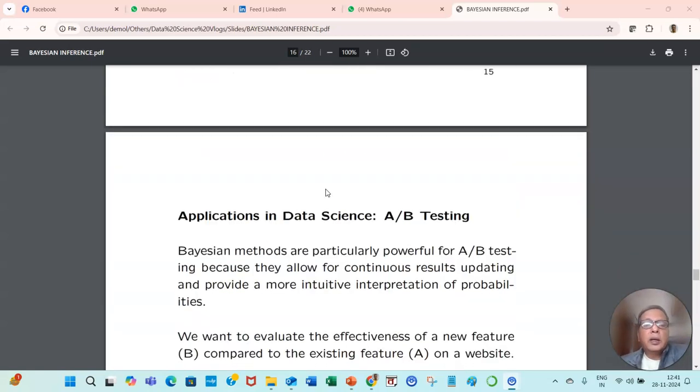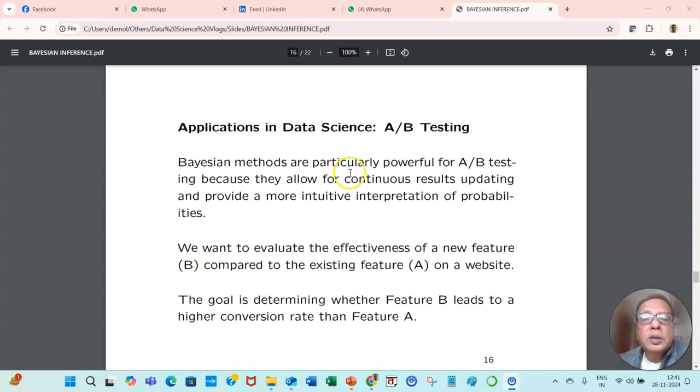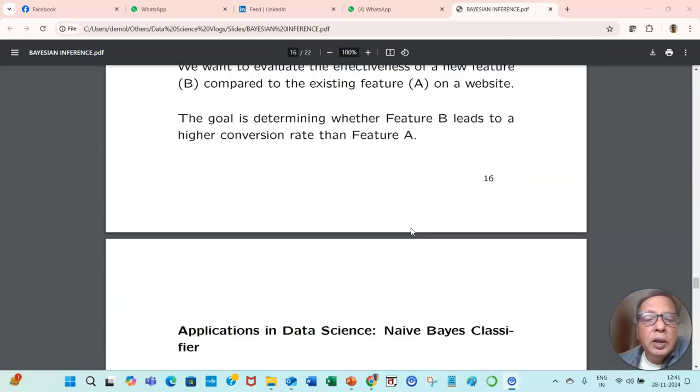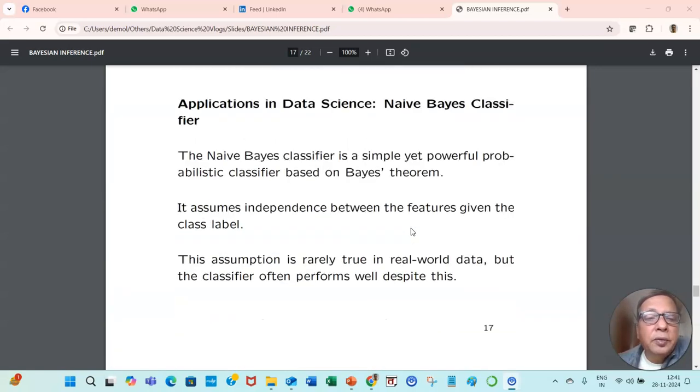Some applications in data science: A/B testing. Bayesian methods are particularly powerful for A/B testing because they allow for continuous updating of results and provide a more intuitive interpretation of probabilities. We want to evaluate the effectiveness of a new feature B compared to the existing feature A on a website. The goal is determining whether feature B leads to a higher conversion rate than feature A. So that is called A/B testing. We can use the naive-Bayes method there. There is a naive-Bayes classifier.